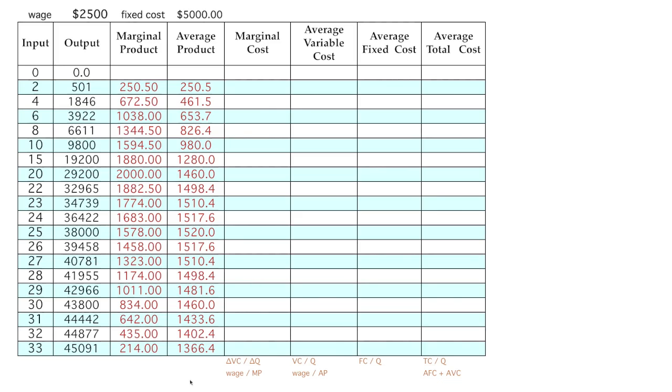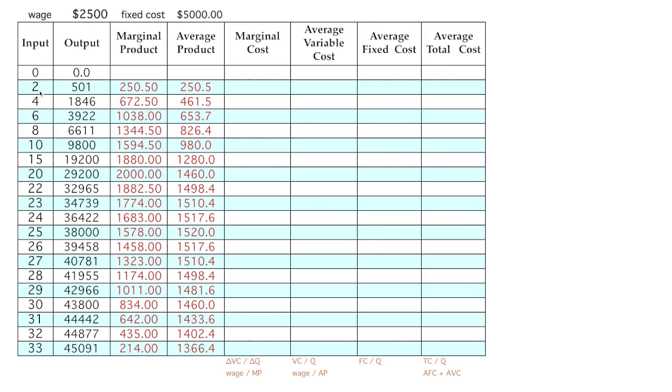The marginal cost is the change in variable cost divided by the change in output, Q here standing for output. Now, what's the variable cost? Well, the variable cost is simply the wage. In this case, you're given that the wage is $2,500. The wage times your input, that's your variable cost. So, for example, if I'm not hiring any inputs, of course, my variable cost is zero.